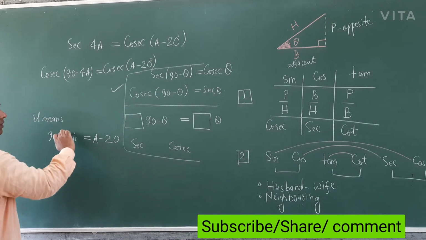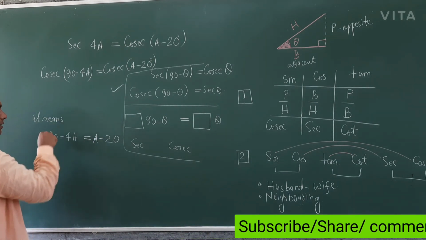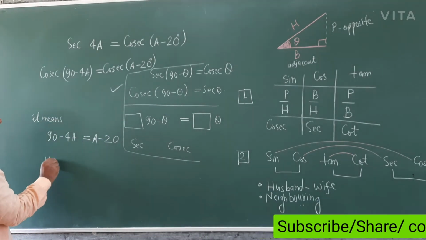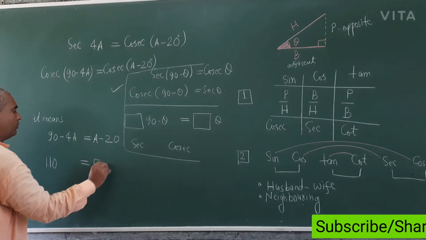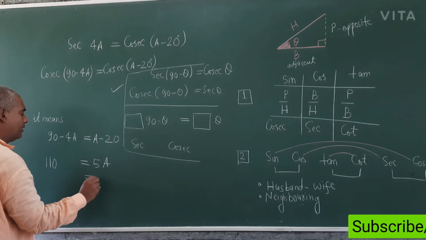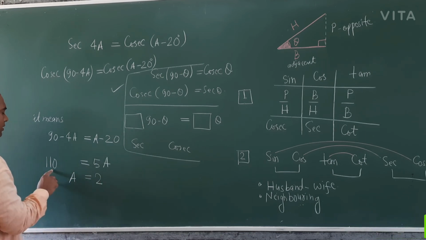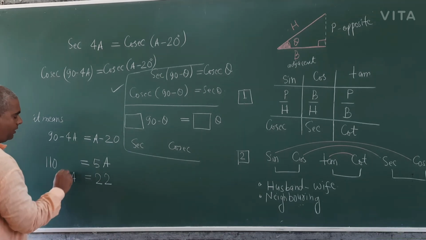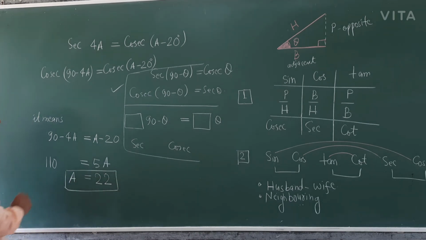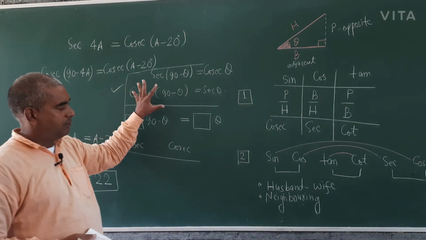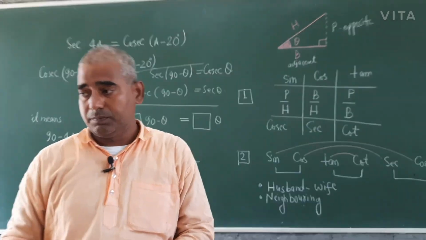This is minus 4a, 5a. 110 is equal to 5a, and obviously a is equal to 22 degree, since 5 twos are 10. So this is the answer. This is the formula, because I have told you.